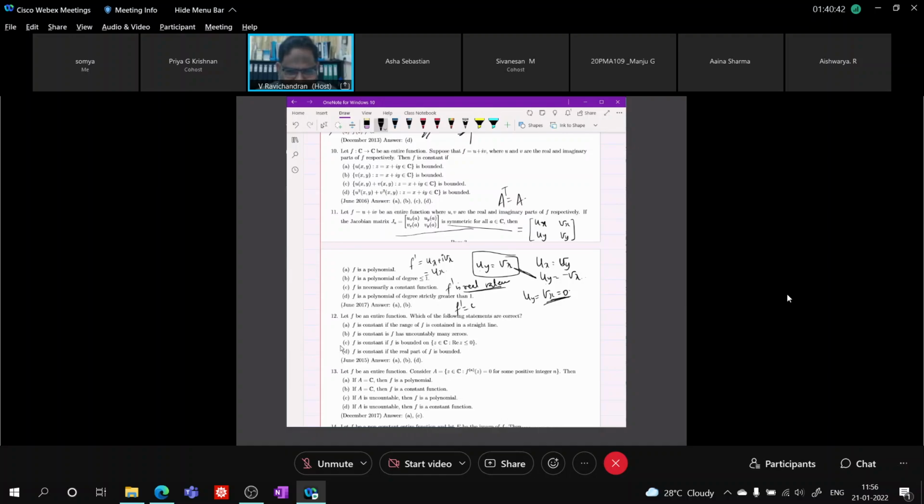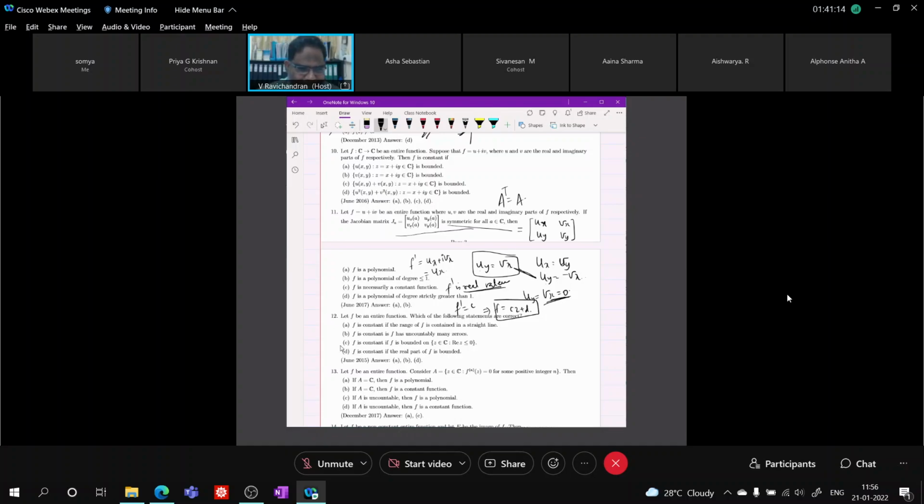If f dash is constant, f is some cz plus d. So f is cz plus d. Then you can see that the answer is f is a polynomial. That is anyway a polynomial only, but it is a polynomial of degree less than or equal to 1, so that is exactly the answer. The other one is a constant function, but that is not the case. It can have z also. It is not a polynomial of degree greater than 1. That is not the case. It will be a polynomial of degree 1 or 0.